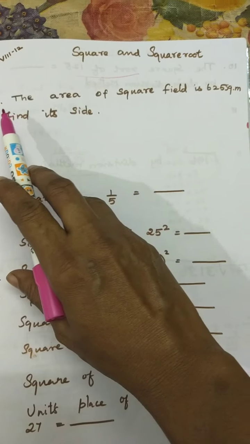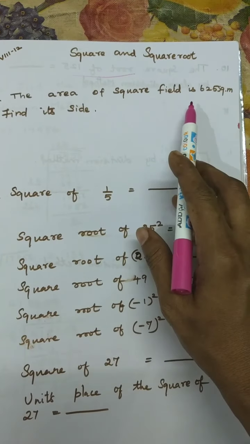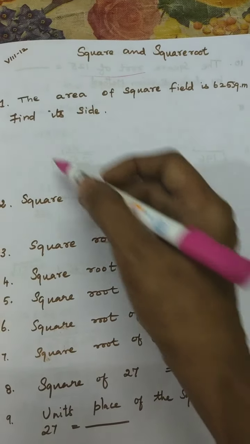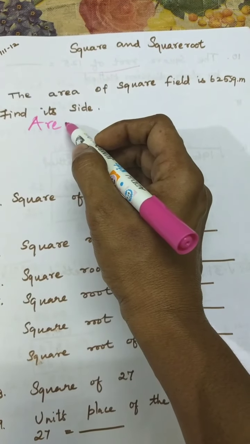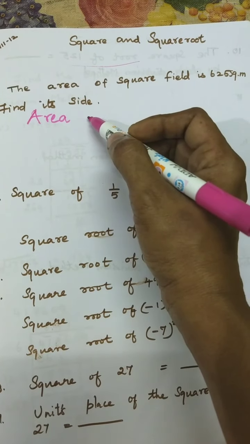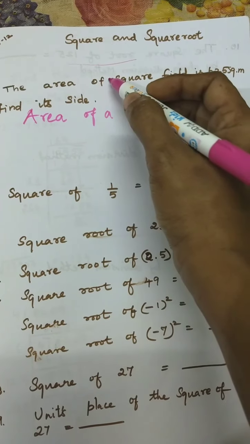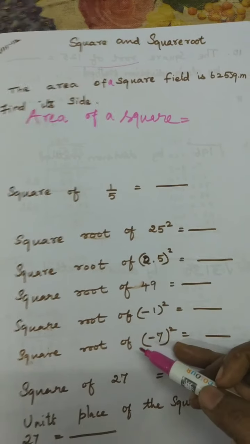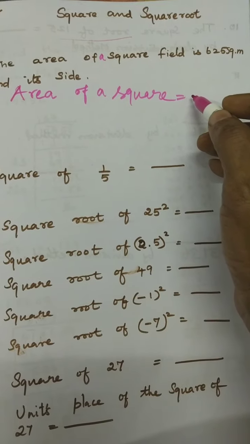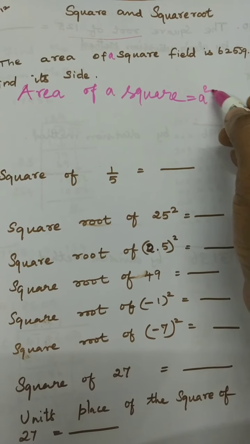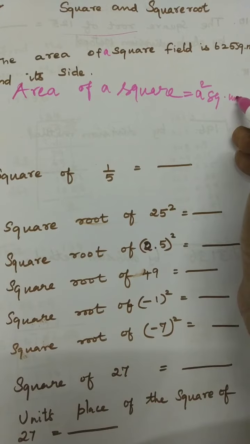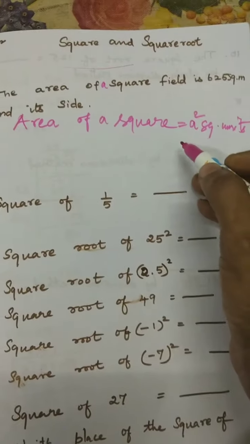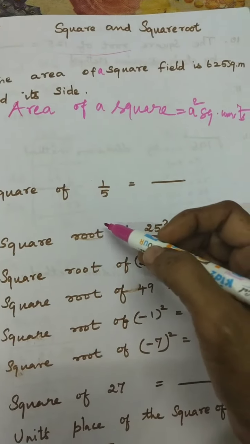Now you shall recall some problems. The area of a square field is 625 square meter. Find its side. What is the area of a square? We already studied in the lower classes, isn't it? Area of a square is equal to A into A, or A square units. A into A, L into L, like that you studied. So you can write this as A square units.